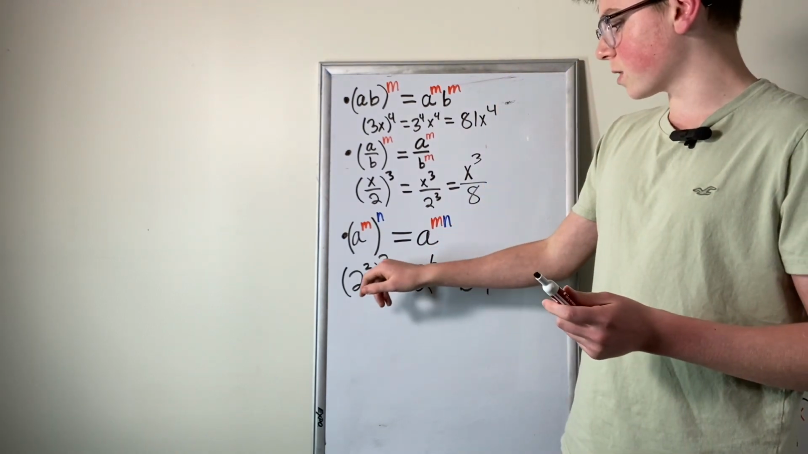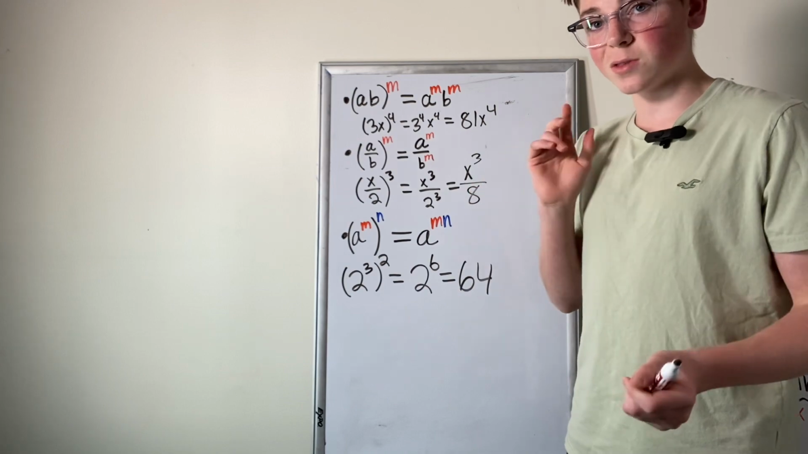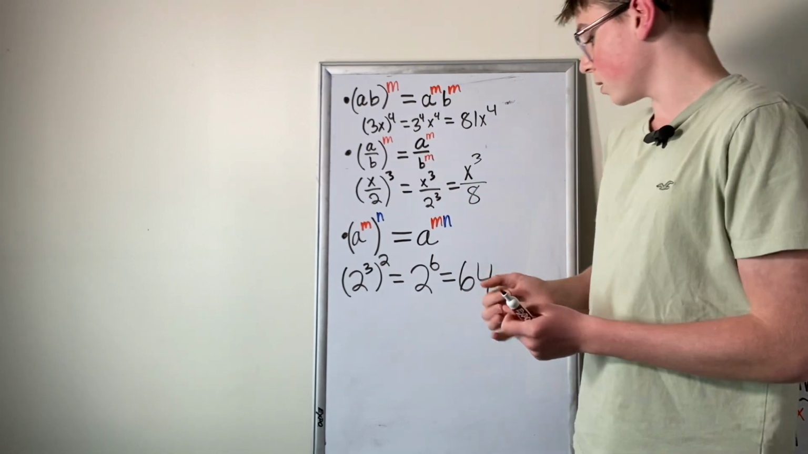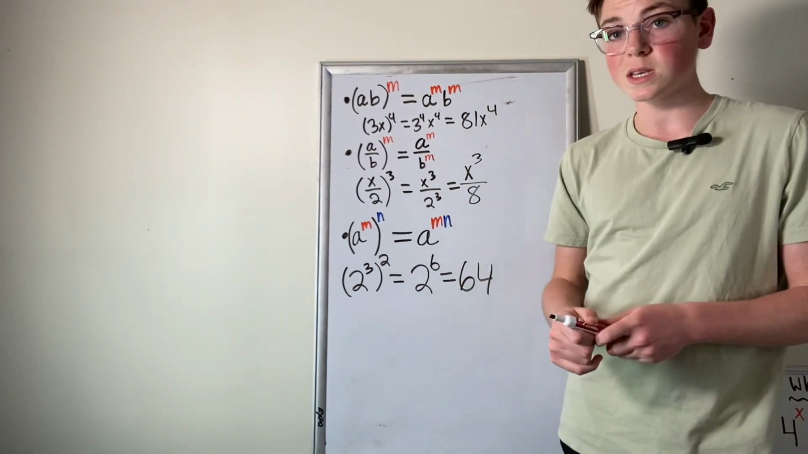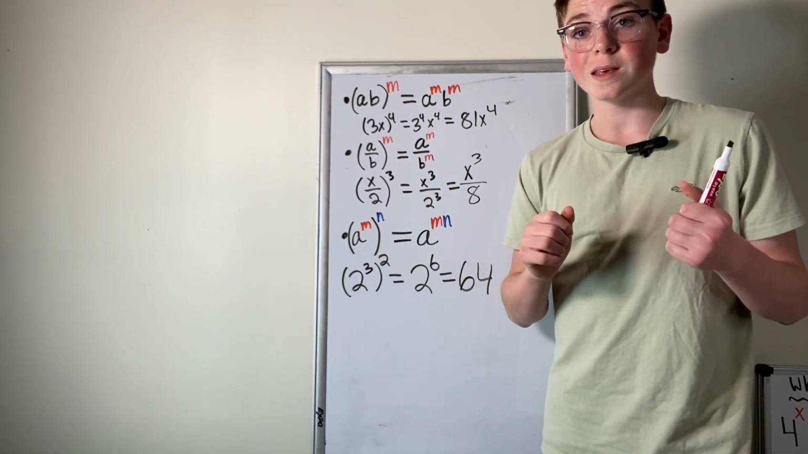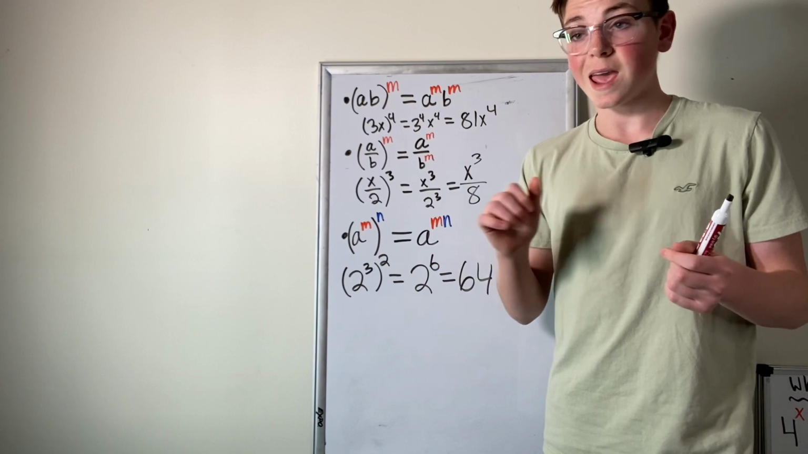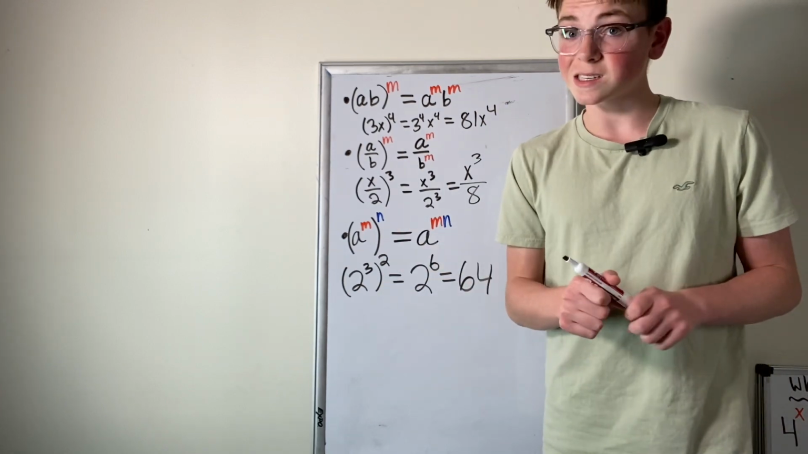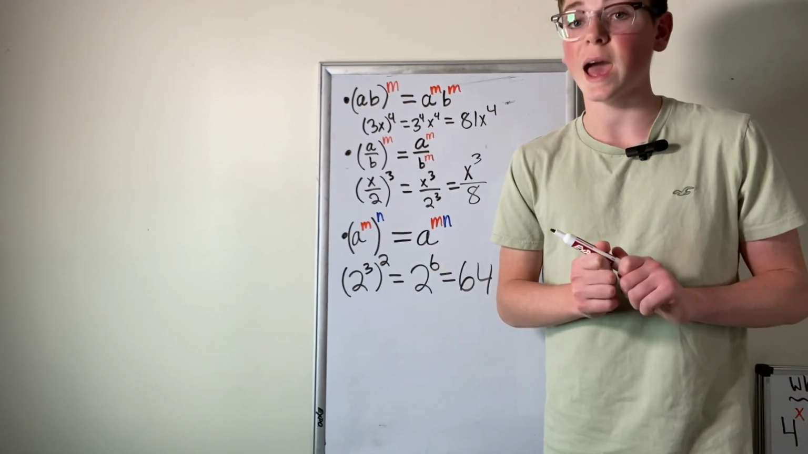So (2 to the third) quantity squared is equal to 2 to the sixth, which is equal to 64. And if we want to check this, well, 2 cubed is 8. And then 8 squared is 64. So it all checks out.